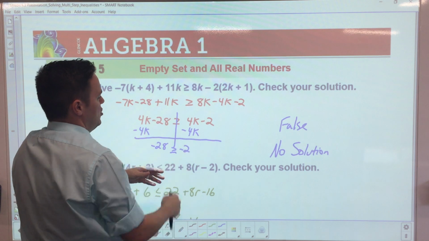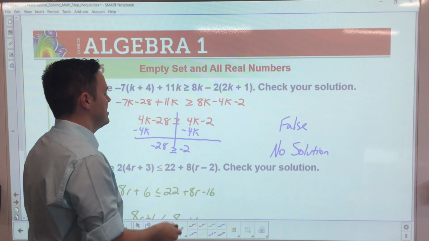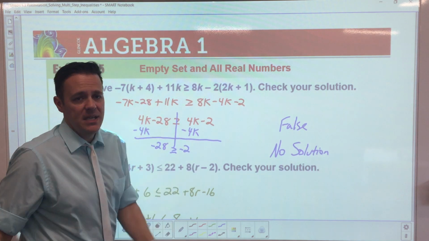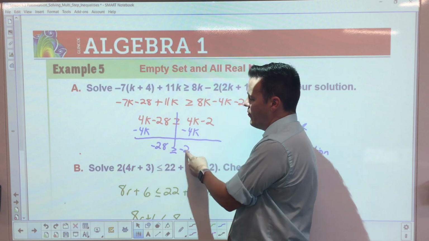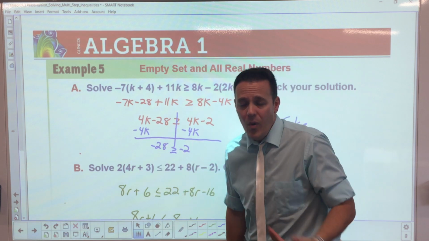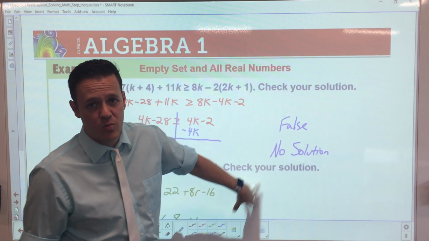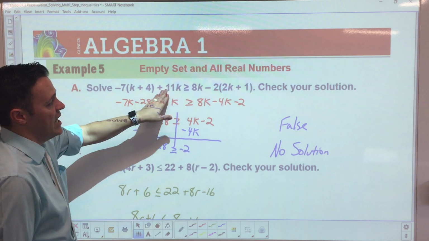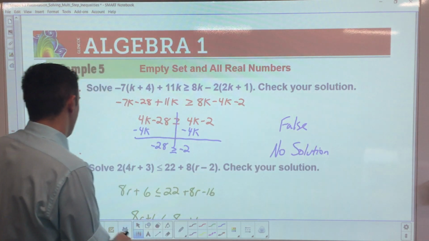Then, ladies and gentlemen, you would want to solve from here. Then you subtract 4k from both sides. And when you do that, you're going to eliminate the k value of the variable. And then you have to ask yourself, is this a true or false statement? Which is -28 greater than or equal to -2? Well, obviously the answer is false. And so since it's false, there's no solution, which means no matter what number I put on each side, it's never going to be a true solution. So there is no solution for that one.